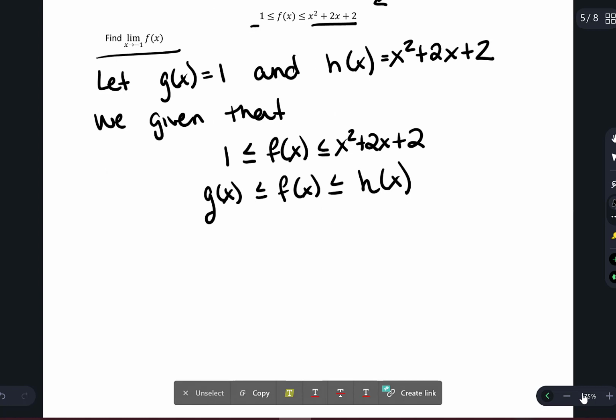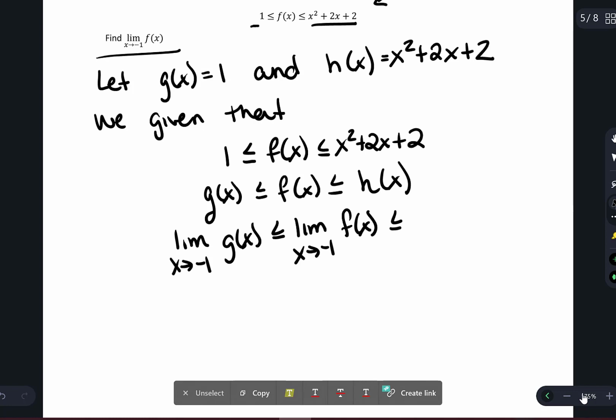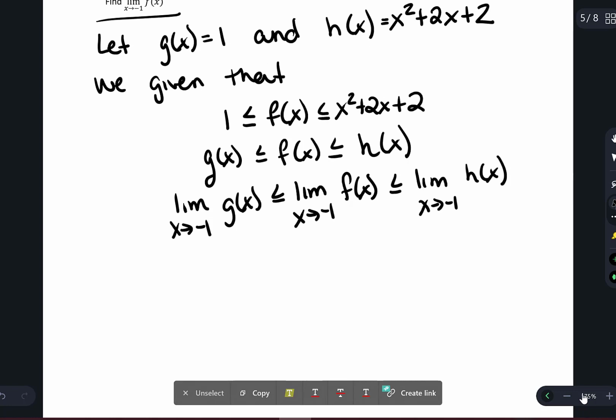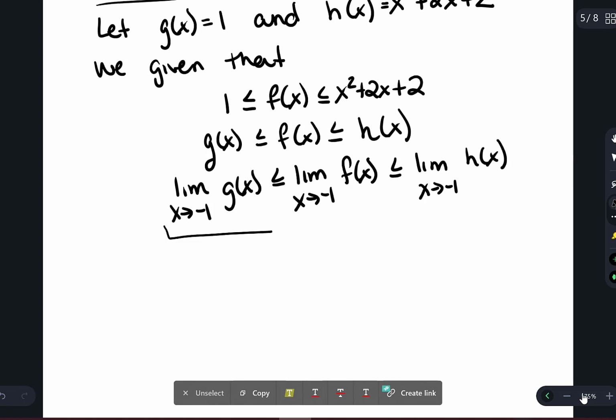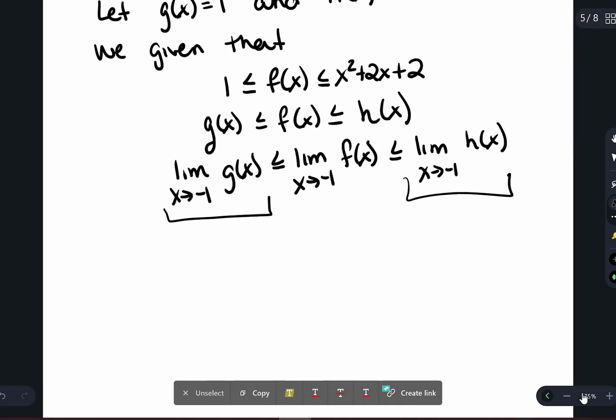And now since we're given that, and this holds true everywhere, we also know that the limit as x approaches negative 1 of g of x is going to be less than or equal to the limit as x approaches negative 1 of f of x, which is less than or equal to the limit as x approaches negative 1 of h of x. Okay. So next, if I can find this limit and this limit, if they are equal to one another, then I will automatically have the limit as x approaches negative 1 of f of x, which is what I want.